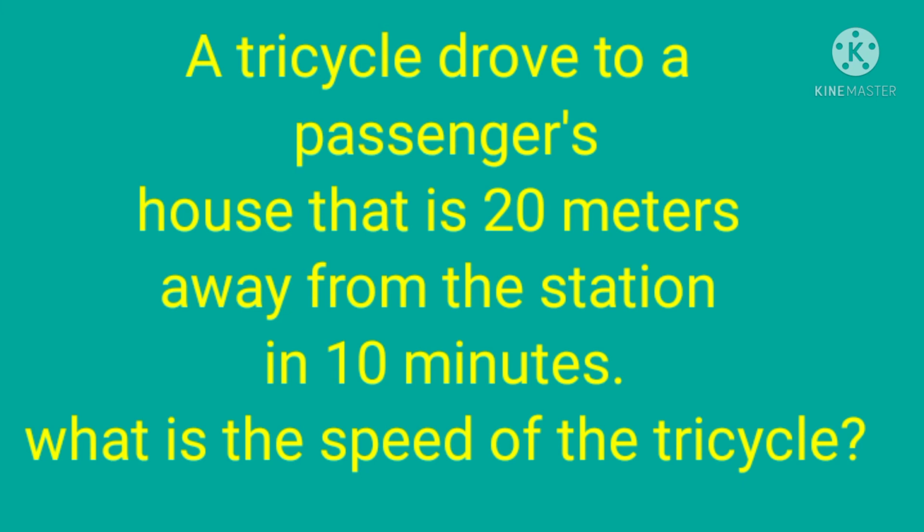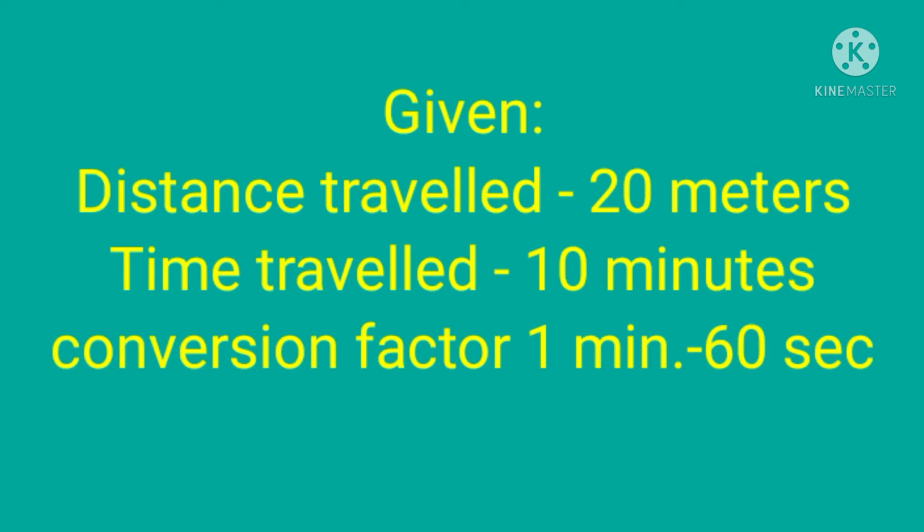For example, a tricycle drove to a passenger's house that is 20 meters away from the station in 10 minutes. What is the speed of the tricycle? What is the given? Distance traveled, 20 meters. Time traveled, 10 minutes. Conversion factor: 1 minute equals 60 seconds.